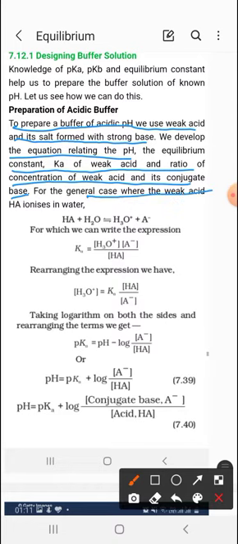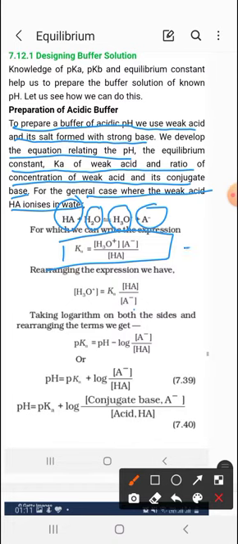For the general case where the weak acid HA ionizes in water, like this is a weak acid and this is the water, you can see the hydronium and the A negative. For this expression you can write Ka in this manner, and this H3O positive will be what? Ka[HA]/[A negative]. We are basically calculating the pH for the acidic buffer. Fine. So this H positive is Ka[HA]/[A negative].